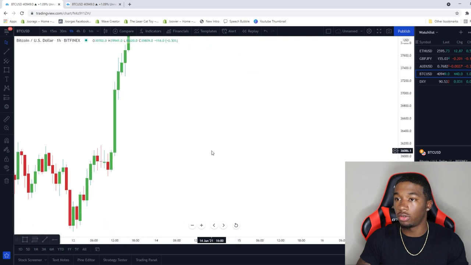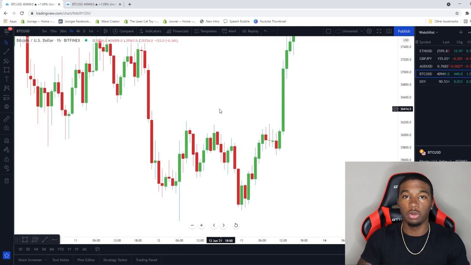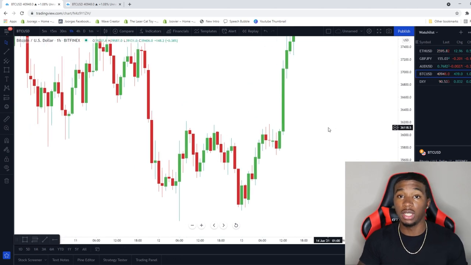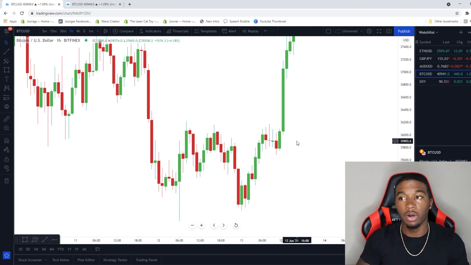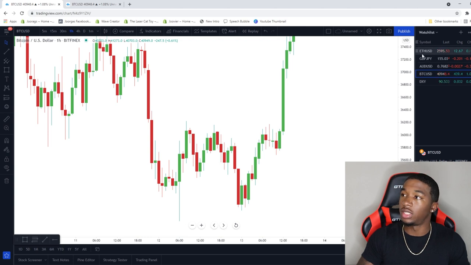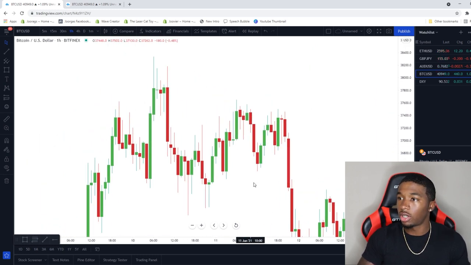Let me try and find another example for you guys. Right now I'm on a Bitcoin chart, Bitcoin to US dollar, which basically means Bitcoin versus the US dollar, which in simple terms is literally just how much US dollars is one Bitcoin worth. This over here is just my favorites list of different currencies, like Ethereum versus the US dollar, which is how many US dollars is one Ethereum worth, and all that different type of stuff. Now this chart looks very messy.